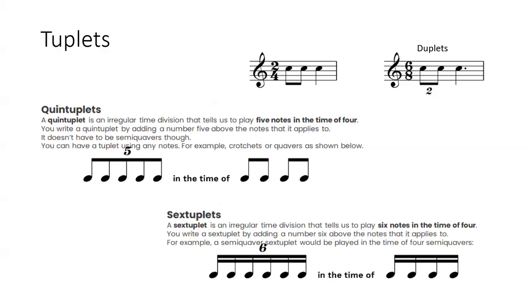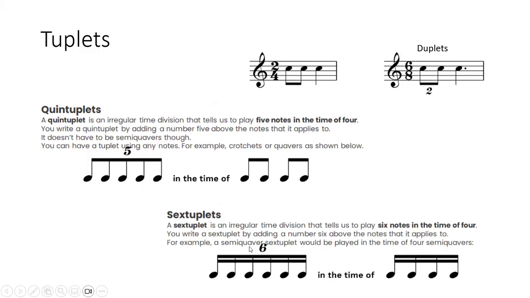Is that in simple and compound time? Well, you would only really get this 5 in a regular time signature. You could get it in simple time, because you're in effect having 5 quavers spread over the value of 4.